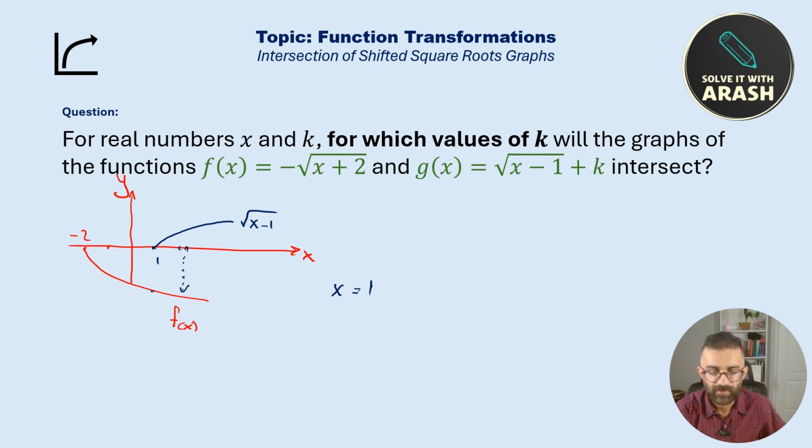So now we know the x coordinate of the point of intersection is 1. A point of intersection between two graphs is a point where the two graphs have the same x and y values. Now we know the x value. The y value also will be the same for f and g. Therefore, f(1) should equal g(1). We don't know the k value for g, so we cannot evaluate g for now, but we can do that for f. f(1) equals negative square root of 1 plus 2, which equals negative square root of 3.